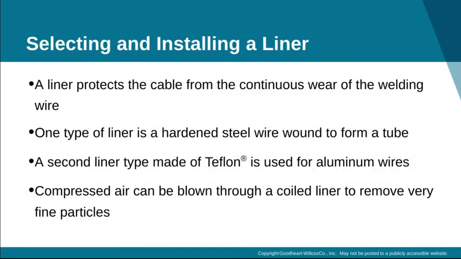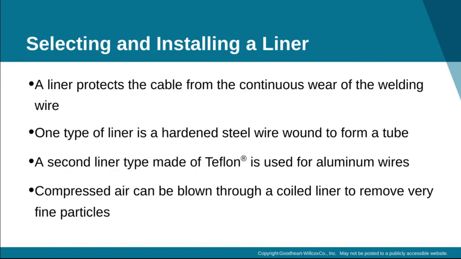The liner protects the cable from the continuous wear of the welding wire. One type of liner is hardened steel wire wound to form a tube. It looks like a really tightly sprung or wound spring. The second type of liner is Teflon, which is used for aluminum wires. We use it on aluminum wires, some stainless wires. I think we use them for Inconel wire. It's pretty much any wire you don't want contaminated by the steel.